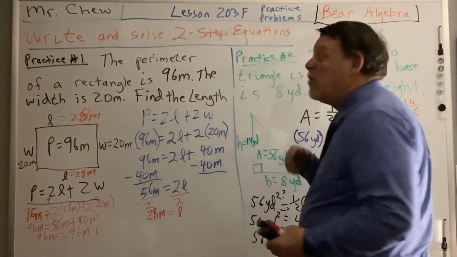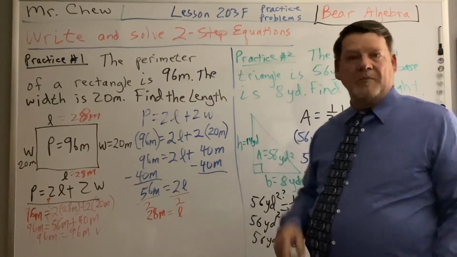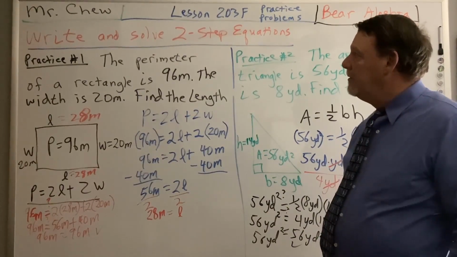So this is how you write equations and solve them from word problems that have to do with perimeter and area of rectangles and triangles.